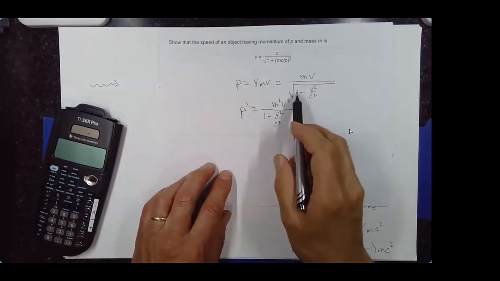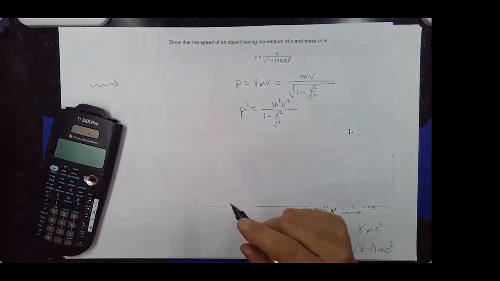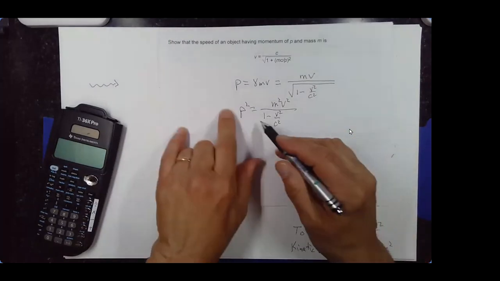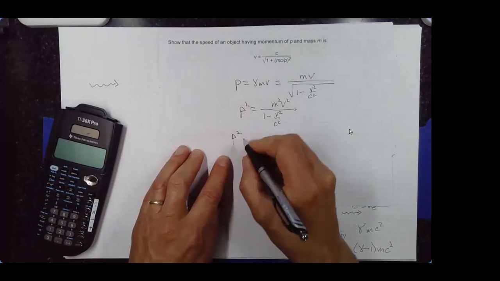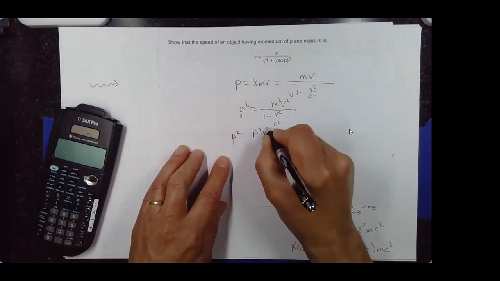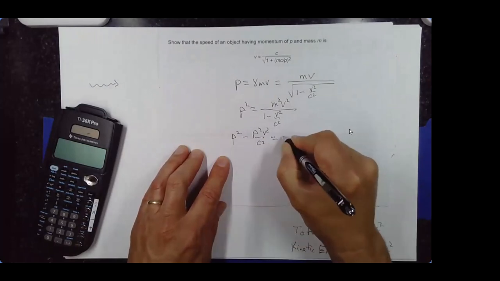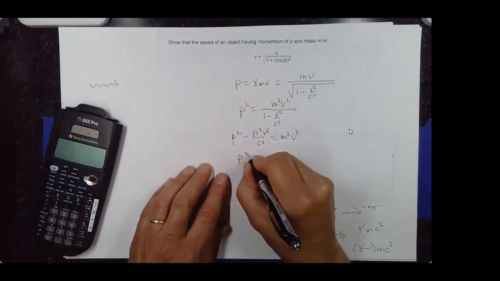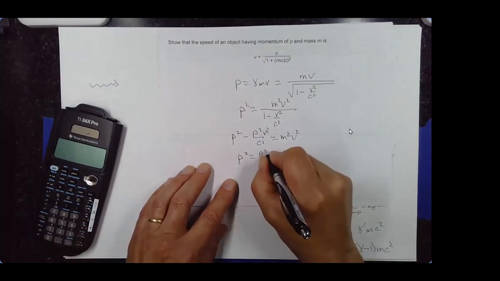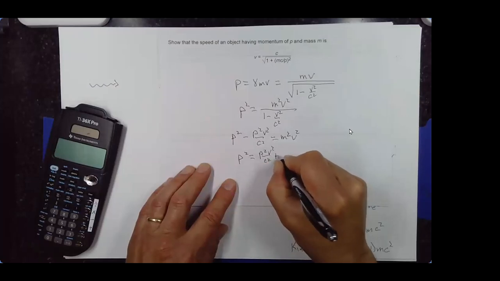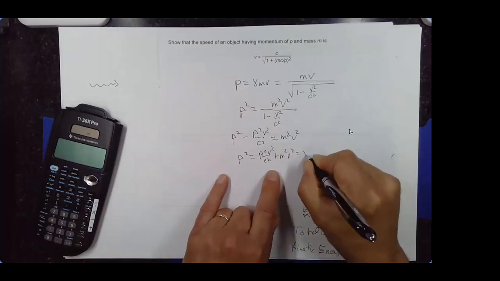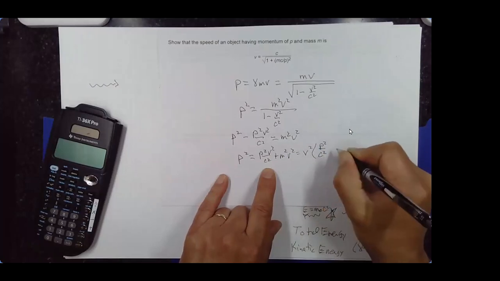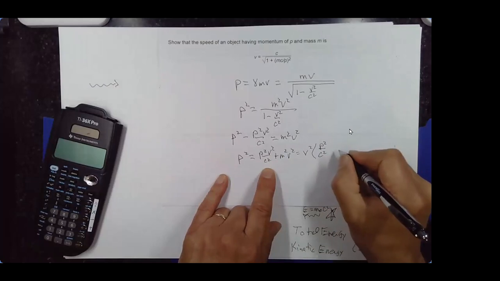I'm trying to think what use this expression might be, but if you happen to know the relativistic momentum of something, it might be useful. Multiply out from underneath, and I'll get p squared minus p squared v squared over c squared is equal to m squared v squared. And then kick this across. p squared will equal p squared v squared over c squared plus m squared v squared, which is v squared times p squared over c squared plus m squared.